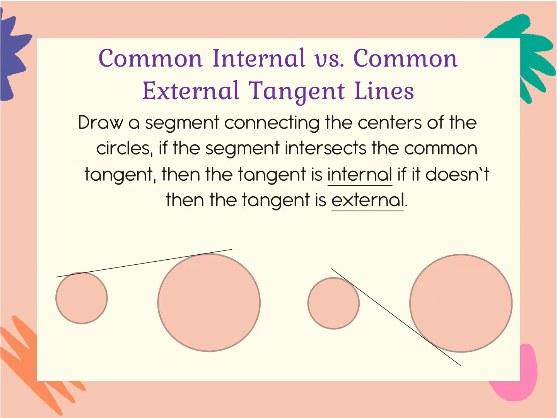So now we have common internal versus common external tangent lines. If you draw a segment connecting the centers of the circles, if the segment intersects the common tangent, then the tangent is internal. If it doesn't, then the tangent is external. So the tangent lines are the lines that are already drawn for us. So this is a common tangent.